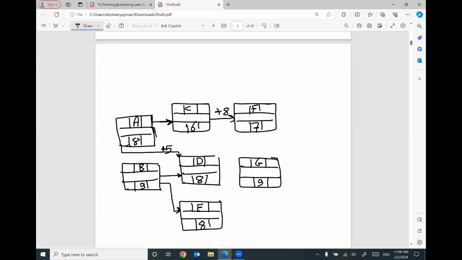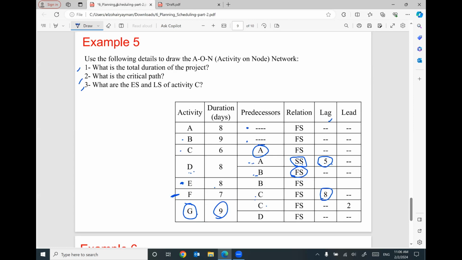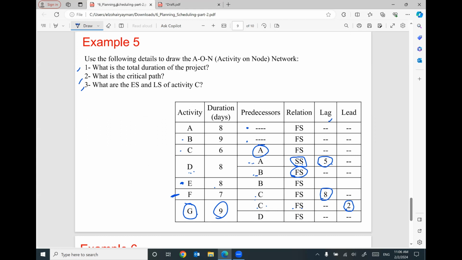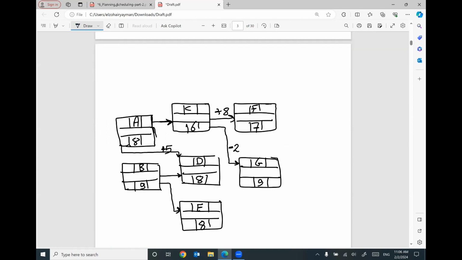The relationship between G and the C is finished to start with the lead 2. With C here, with the lead equal 2. That means we have negative 2 here. And the relationship between G and D is finished to start without any lag or lead, between D and G.